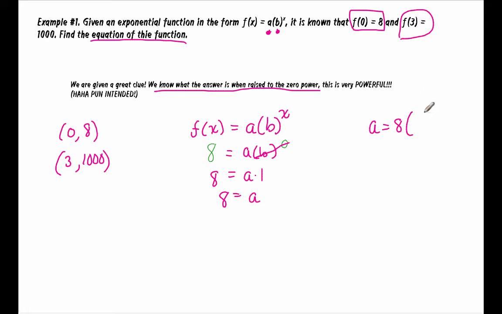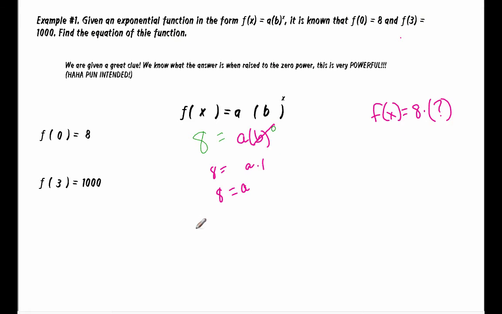Well, what's my B then? I'm still trying to figure out what my B is. That's when we can use the second clue. I know the screen changed because I had to do some editing, and well, this is where we're at. So just deal with it. So we got to find that base. It's all about that base, you know it was coming. Anyway, I know I'm going to use my third point here. When I put 1,000 in for the y value, I know that A is 8 and B was raised to the third power. Okay, so now all I have to do is solve this.